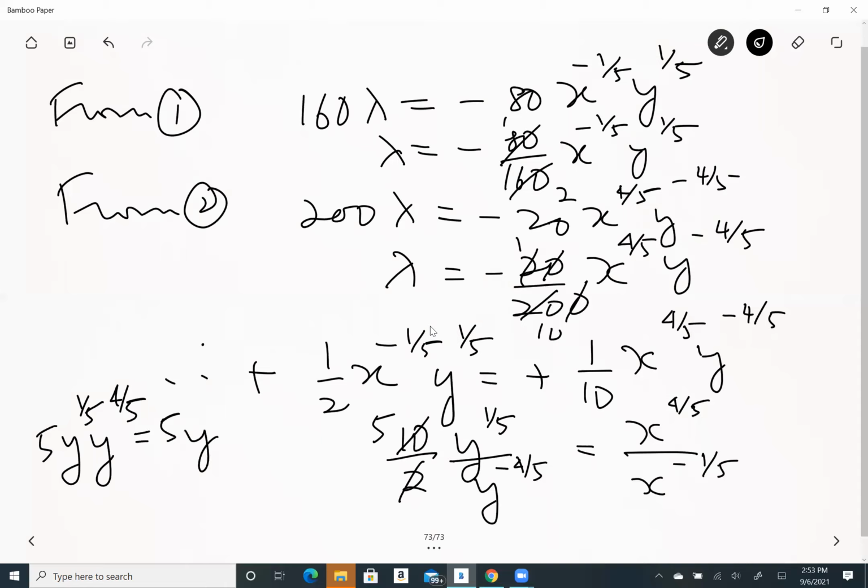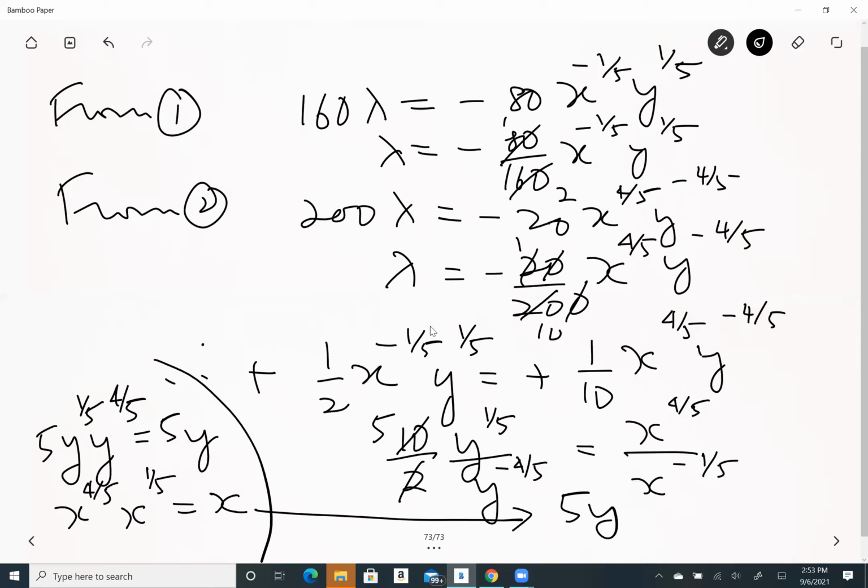Okay, now on the right, you have what? You bring it up. So 4 over 5 multiplied by x. You bring the power up, negative become positive, 1 over 5. That is equal to x. So that's how you work it out. That will be equal to 5y equal to x. So I got x equal to 5y.